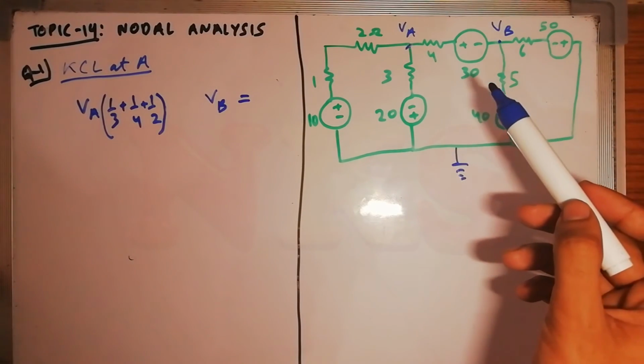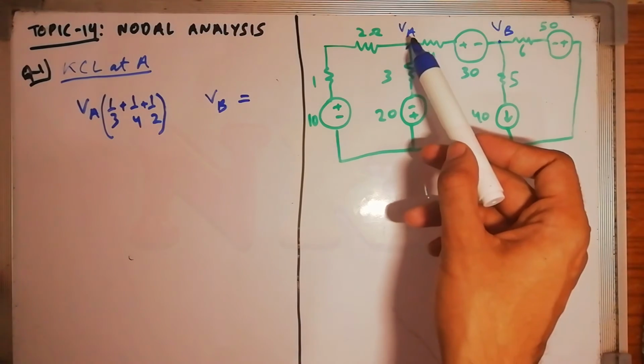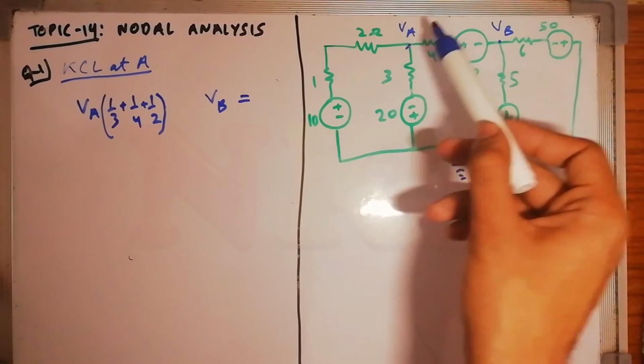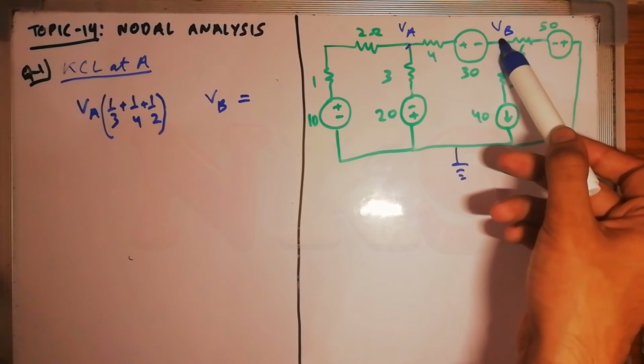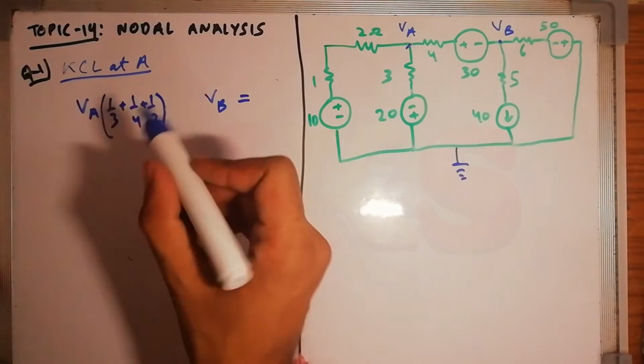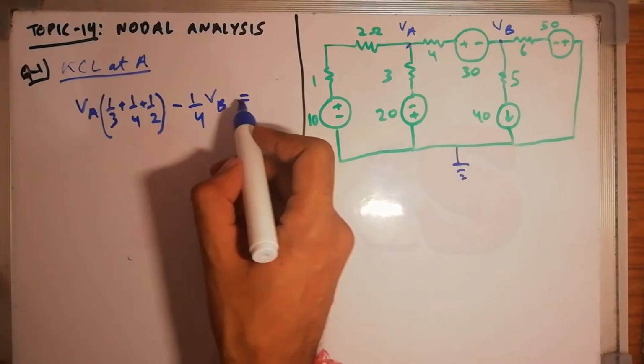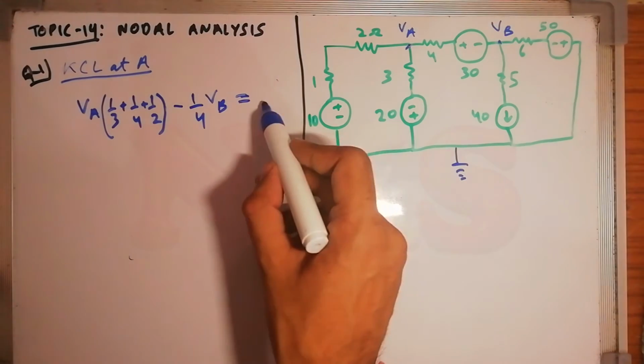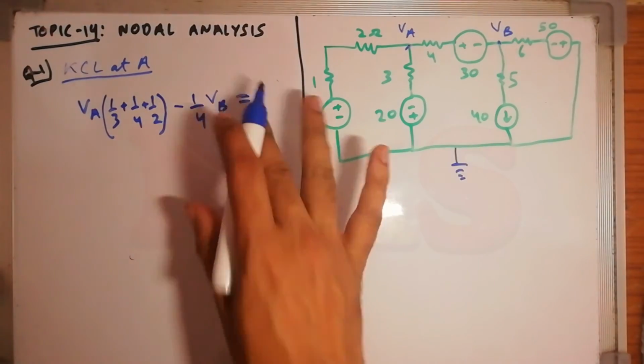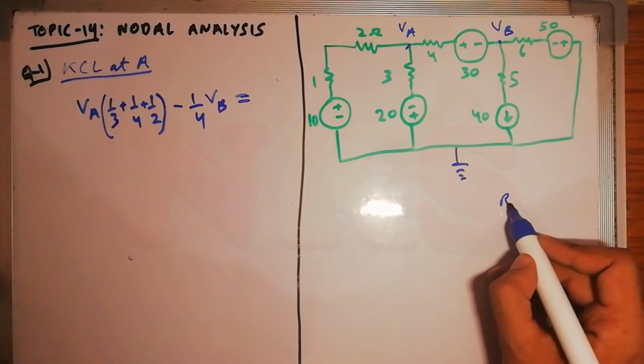Now take the element that is connected between this node and the other nodes, that is VB. So there is only 4, so it will come like minus 1 by 4 VB is equal to, now we will take the sources here. Now how to take the sign of sources, these I am writing the rules here.